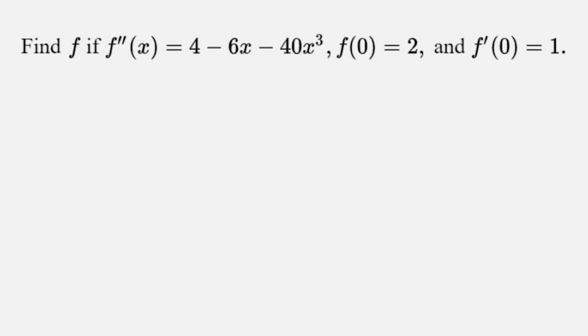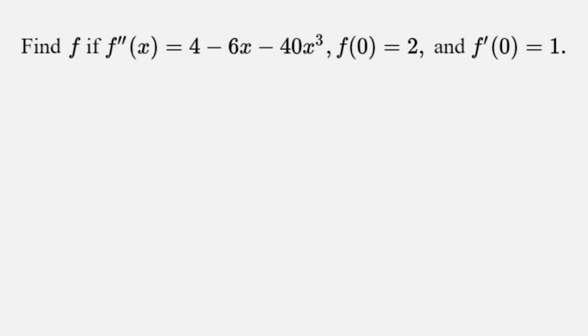And for our last example, we're going to look at an initial value problem which is a little bit more involved. And so let's say you want to find the function f given that the second derivative of f is equal to 4 minus 6x minus 40x cubed, and we're also given that f of 0 is equal to 2 and f prime of 0 is equal to 1.